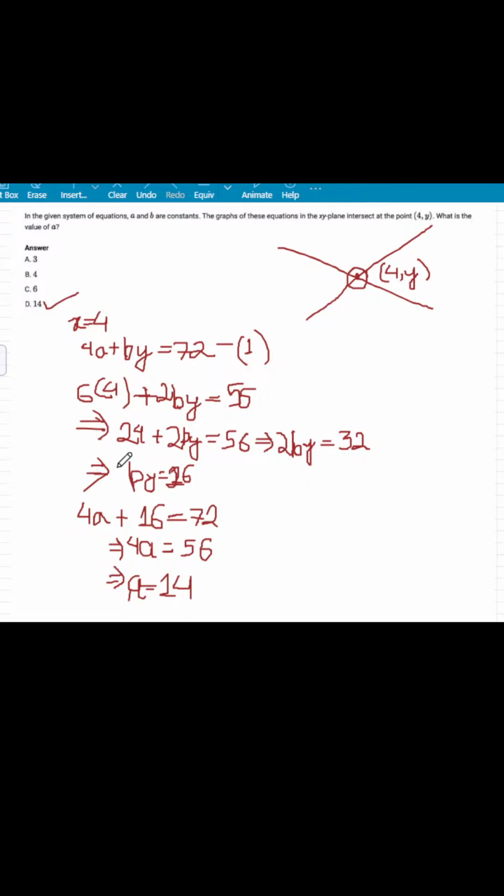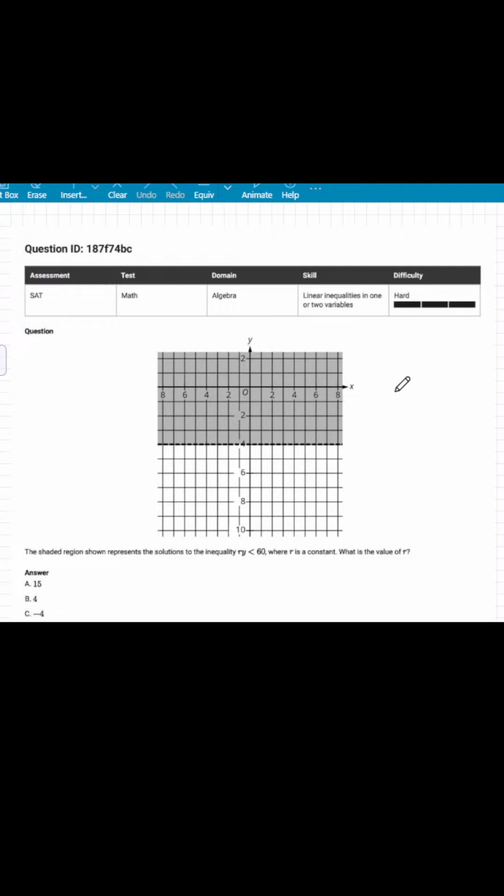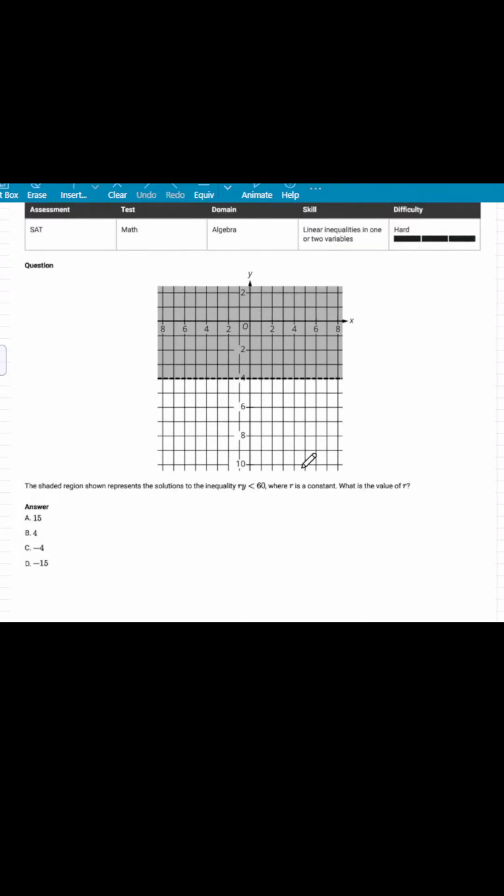Okay, now let us go to the next question. So this is a question of linear inequalities. Here we are given a shaded region in the xy plane, and we are being asked that the shaded region represents the solution to the inequality ry is less than 60, where r is a constant. So what is the value of r?